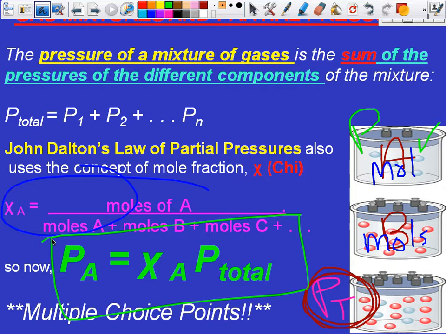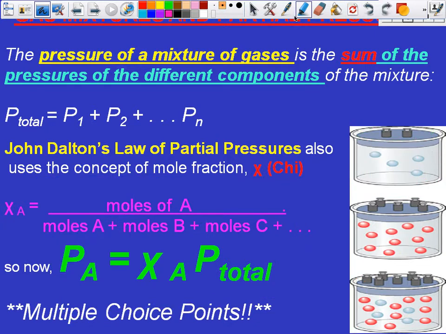Okay. Now, the one thing I do want to point out is they may not be very explicit in how they give you your moles. It may be in grams, it may be in molarity, it may be in all kinds of different things. But again, you're going to have to convert the given information into moles. All right. So hopefully that makes sense.